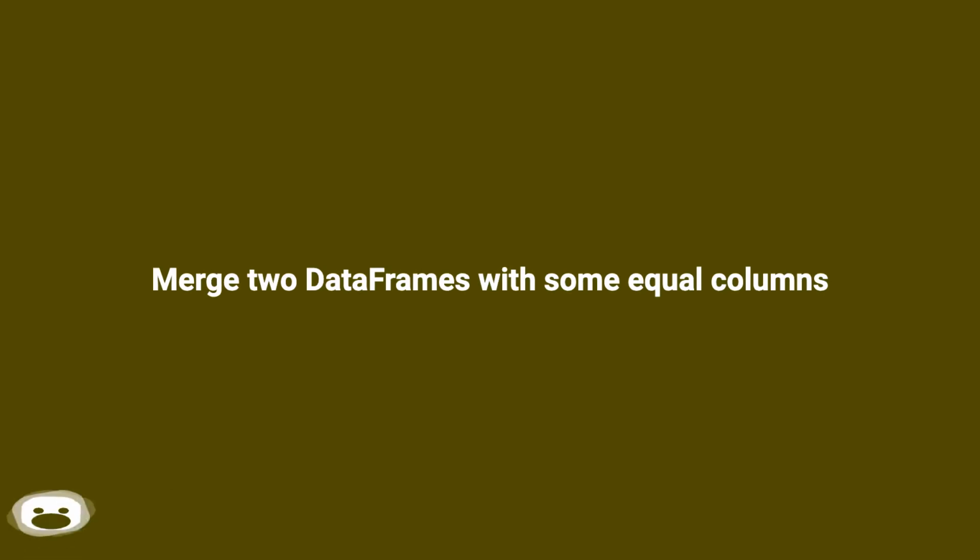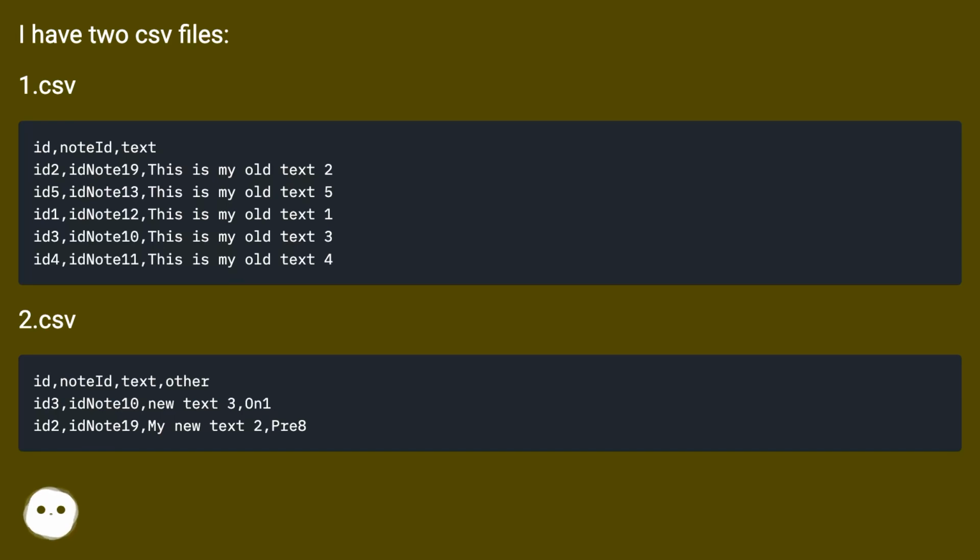Merge two data frames with some equal columns. I have two CSV files, 1.csv and 2.csv. Loading them like.